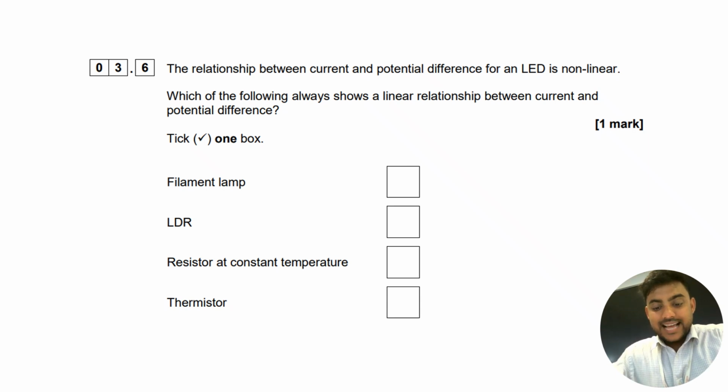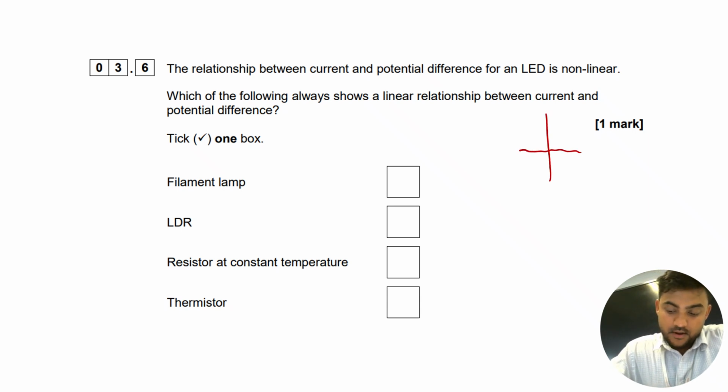This question is asking us which IV graph shows a straight line, linear relationship. Lamps show a curved shape. This is the IV graph for a filament lamp. LDRs and thermistors vary the resistance, therefore it is nonlinear. The resistor that is at constant temperature follows Ohm's law and shows a linear relationship.